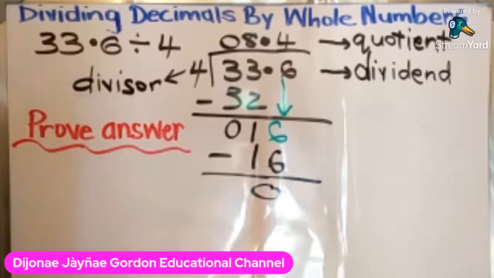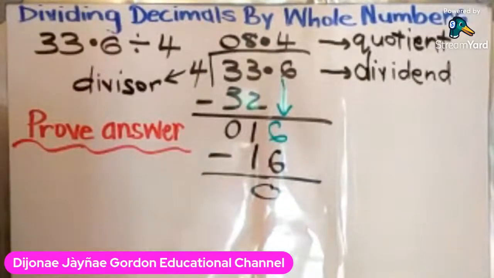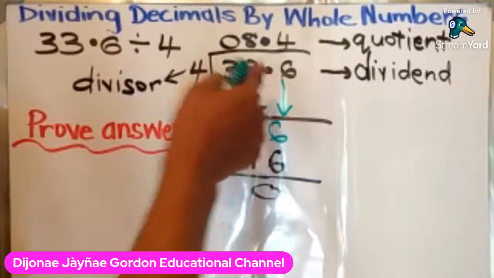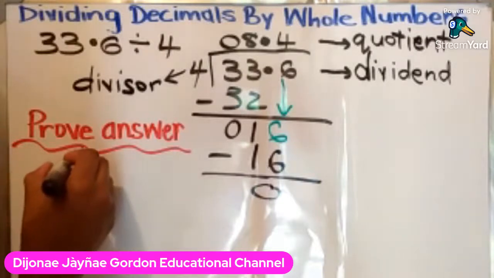So the next step is to check to see if your quotient is correct. And of course, your quotient multiplied by your divisor should give you back your dividend. And if you get that, that is telling you that your quotient is correct. So let's do the check. All right.